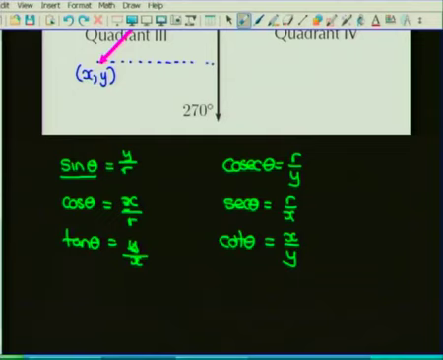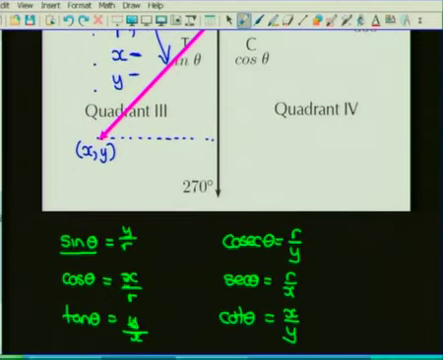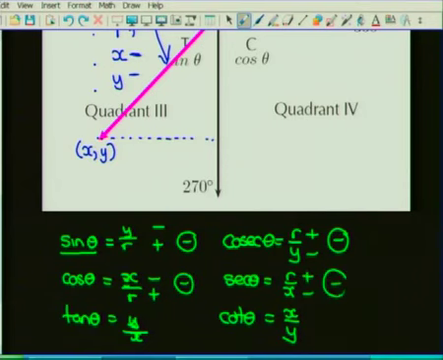Right, so let's look. We know from what we've just discovered that the y value is negative and the r value is positive. So a negative over a positive makes a negative. And of course, a positive over a negative also makes a negative. Now, if I look at x over r, it's going to be a negative over a positive again, which makes it a negative. And here I'm going to have a positive over a negative, which makes it a negative.